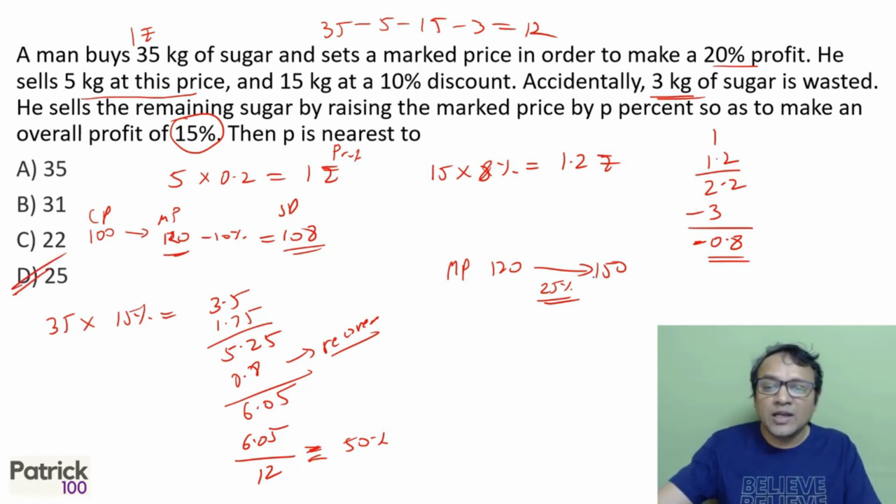Right? The mark price is 120. He wants to sell at 50% profit, which is 150, again assuming the cost price is 100. So how much should you increase the mark price by? 25%. That's how you get 25.